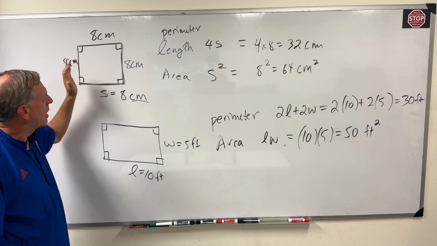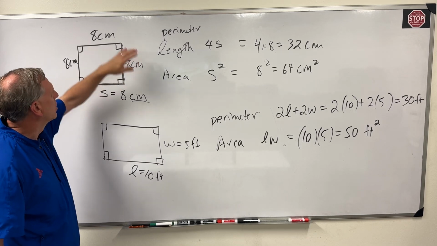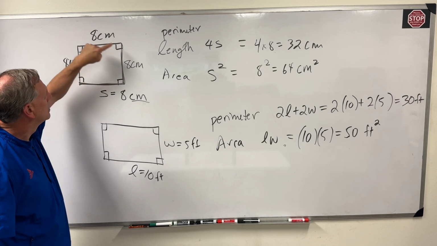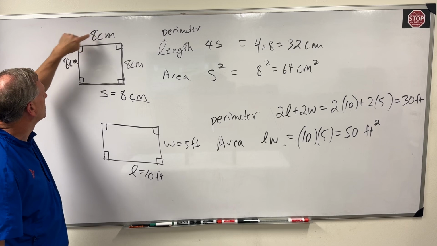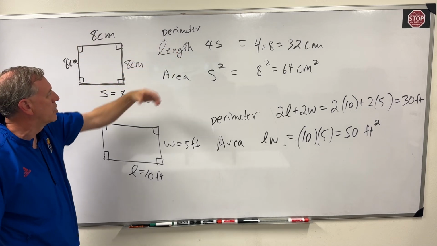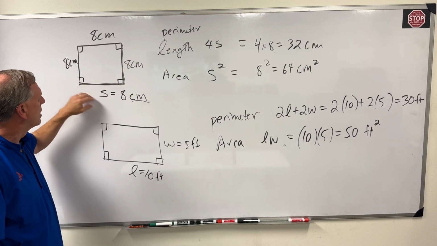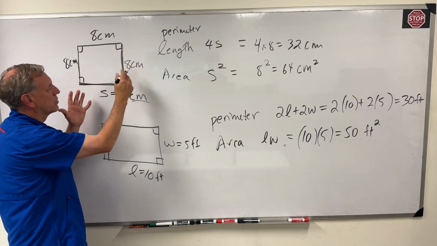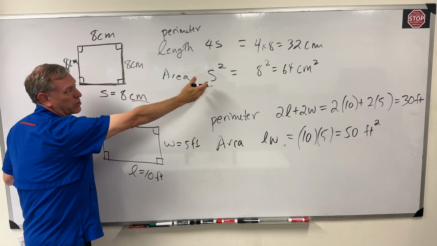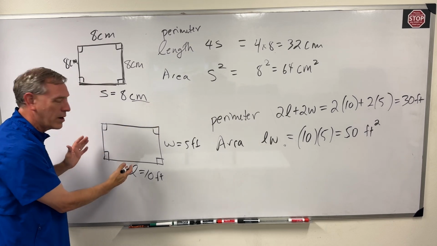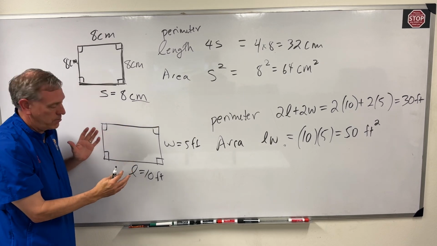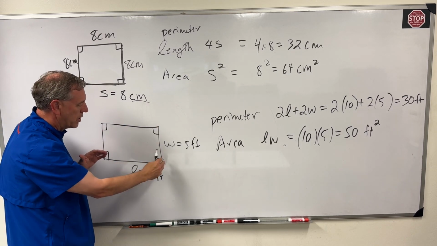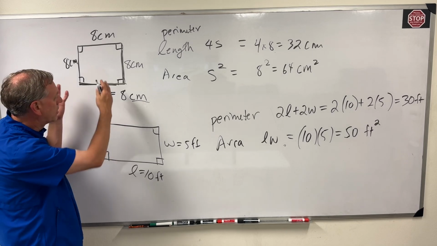we would get the perimeter, the length around it, is 8 plus 8 plus 8 plus 8, or 4 times 8, 32. And the area would be this base times this height. In this case, they're the same. So it's 8 times 8, or 8 squared, 64. When you move to the rectangle, it changes a bit because the length and the width are not the same like they are in the square.